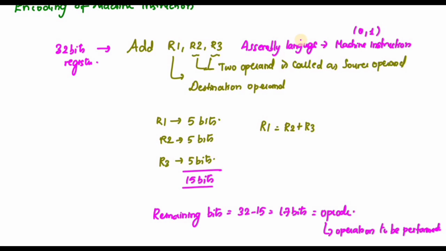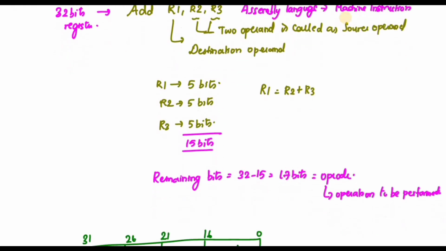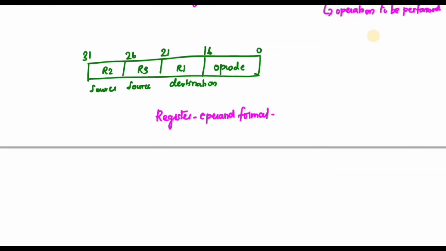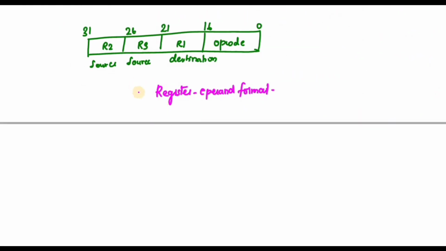So the assembly language program must be converted into machine instructions that are encoded in a compact binary pattern, in the form of zeros and ones, with the help of an assembler. The assembler will do the job. Zeros and ones are the only thing understood by the processor.